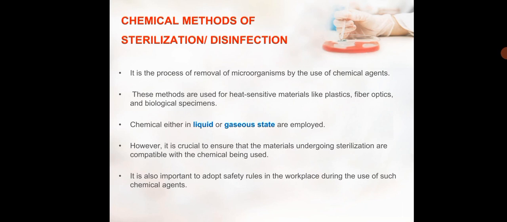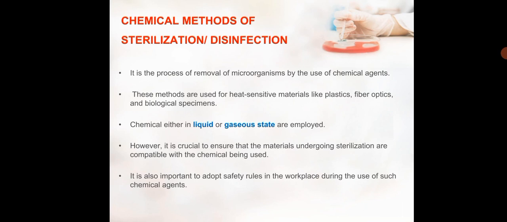Chemical methods of sterilization and disinfection. It is the process of removal of microorganisms by the use of chemical agents. These methods are used for heat-sensitive materials like plastics, fiber optics, and biological specimens. Chemicals either in liquid or gaseous states are employed. However, it is crucial to ensure that the material undergoing sterilization is compatible with the chemical being used. It is also important to adopt safety rules in the workplace during the use of such chemical agents.